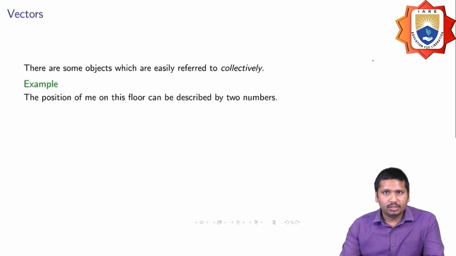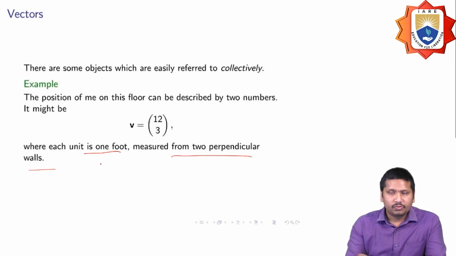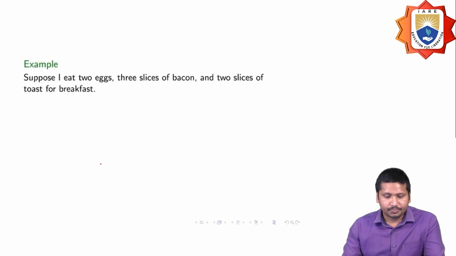An example is that the position of me on this floor can be described by two numbers. Let it be 12 and 3, where each unit is 1 foot, measured along two perpendicular blocks. So these are some of the objects which are easily referred to collectively.